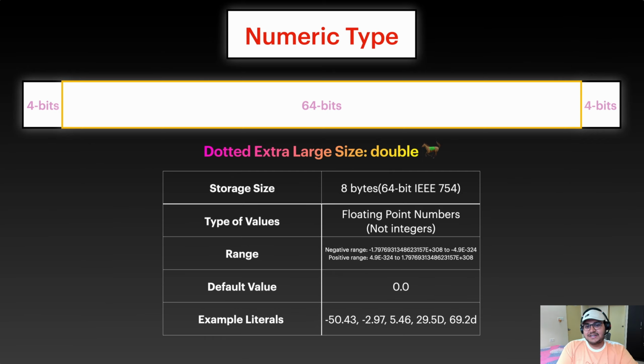The largest data type in Java offering the highest precision is double. Double reserves 64 bits or 8 bytes of memory according to the IEEE 754 standard. Just like float, it is used solely for storing floating point numbers, not integers, and has a default value of 0.0. By default, every floating point number that you declare in your program is treated as a double data type. To explicitly specify a number as double, you can suffix it with a capital D or small d. It is your wish.